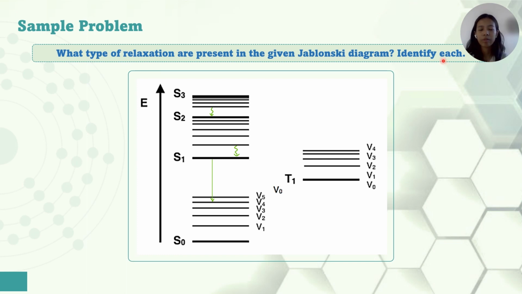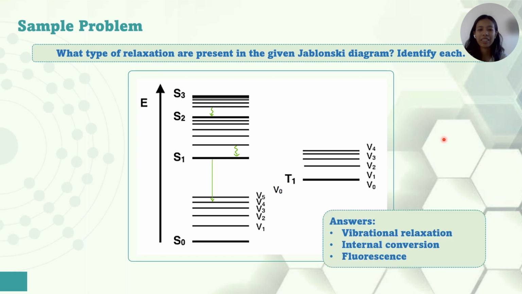So three methods of relaxation are displayed in this diagram. The answers are vibrational relaxation, which is this one because it changes vibrational level, but it is within the same electronic state. The next one would be the internal conversion. It's a change from the lower vibrational level of the S3 to the higher vibrational level of the S2. Then lastly, this one represents fluorescence because it's from the excited state to different vibrational levels of the ground state.